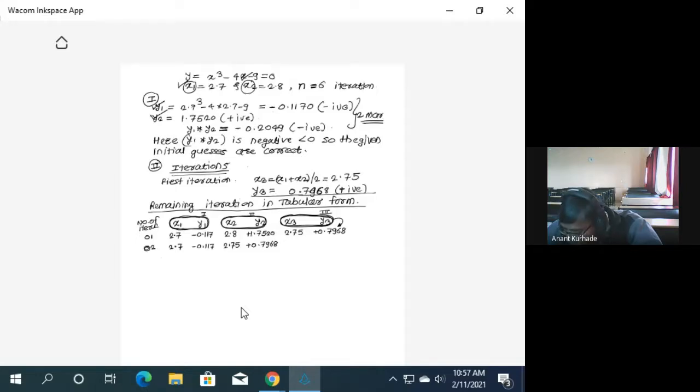We are shifting plus to plus, which means we are checking the convergence condition. When we replace the third pair with the second pair, writing the values of x3 y3 as x2 y2, y2 is plus and y1 is minus. So automatically the product is negative. This shows the convergence condition, meaning the root lies between 2.7 and 2.75.